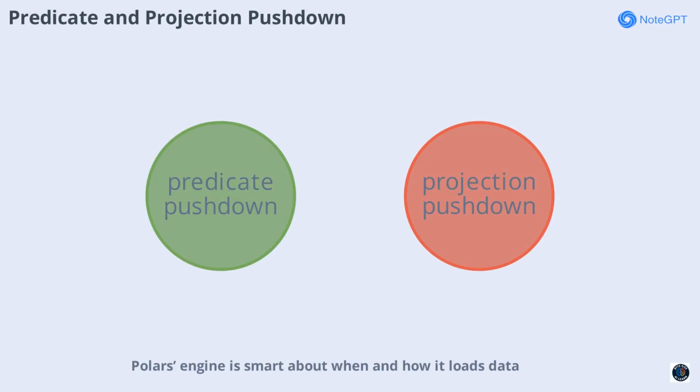Polars' engine is smart about when and how it loads data. Predicate pushdown means filters are applied during the file read, not after, so less data is loaded into memory. Projection pushdown ensures only the columns you need are read from disk. These optimizations are possible because of the lazy execution model and the declarative way you define your queries.